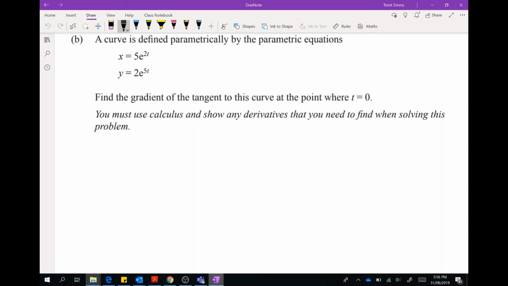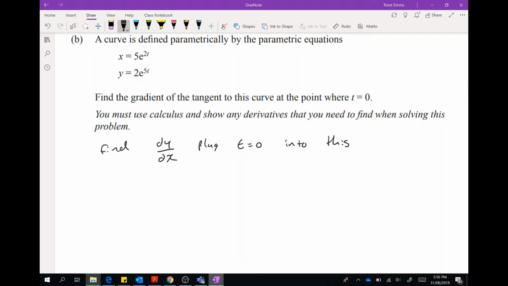Part B, a curve is defined parametrically by the parametric equations x equals 5e to the power of 2t and y equals 2 times e to the power of 5t. Find the gradient of the tangent to this curve at the point where t equals 0. So all it's asking for us is to find dy by dx and plug t equals 0 into this to get our answer.